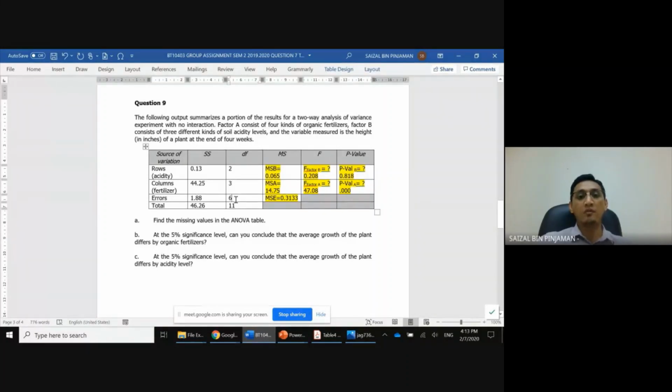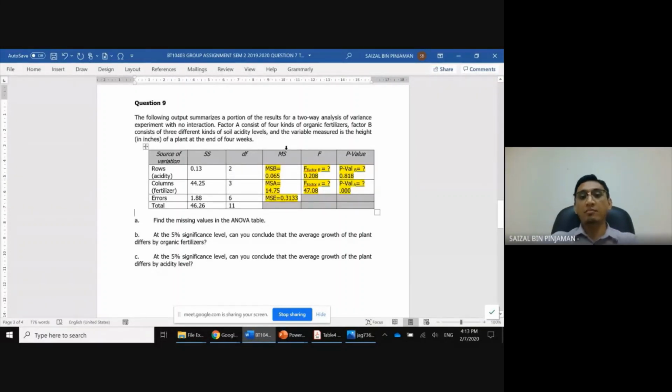And we also have the information. Luckily, in this case, we have the information about the degrees of freedom for the error, which is equal to 6. So if you sum up, you will be able to obtain the total degrees of freedom, which is equal to 11. Okay, 6, 3, 2.